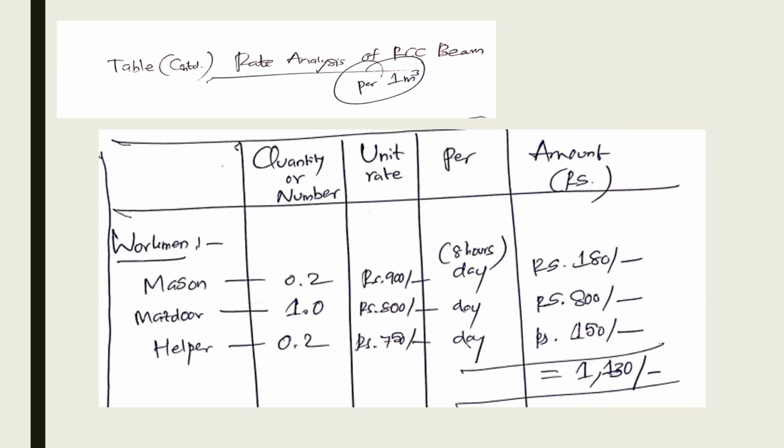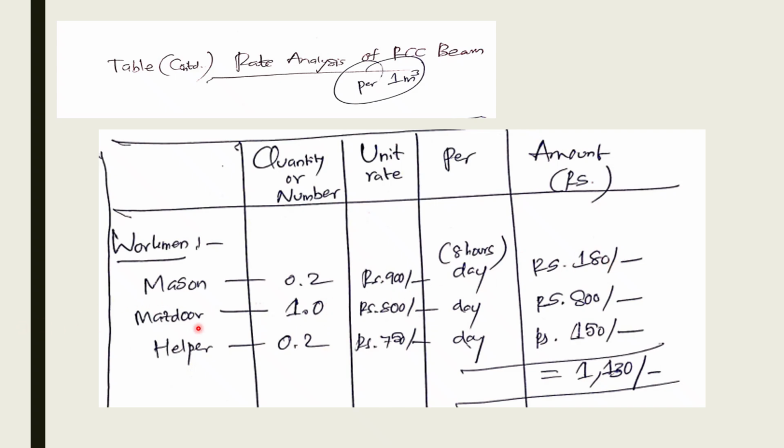Here we find the rate analysis for workmen. How many workers are required for 1 cubic meter of work? Mason. Mason means skilled worker. How much does he charge? 900 rupees per day. How many masons are required? 0.2. So 0.2 into 900 means 180.